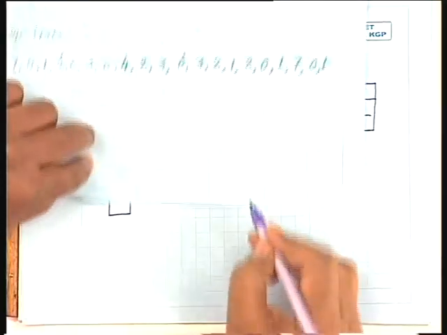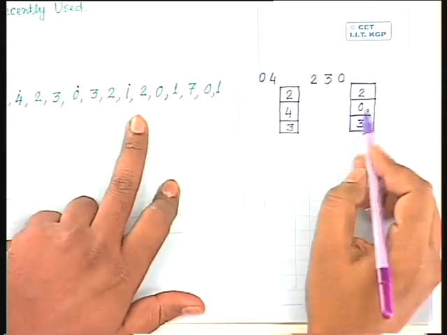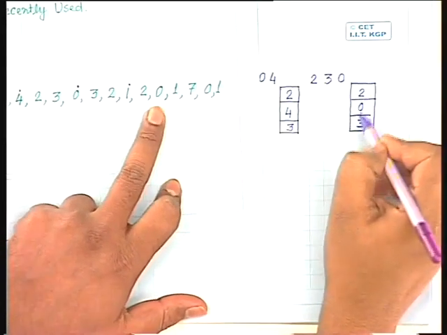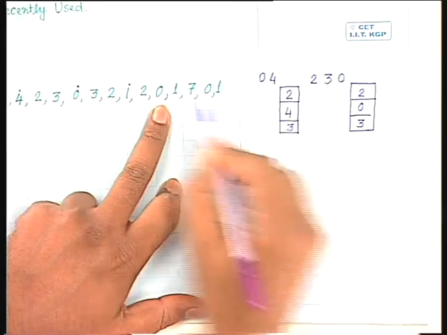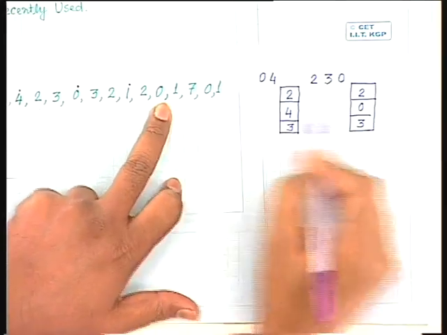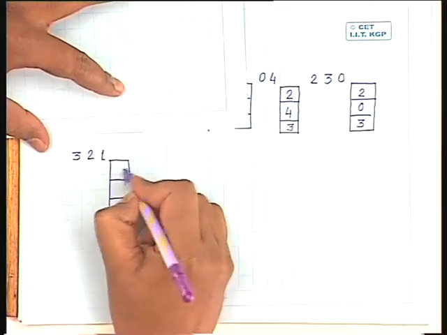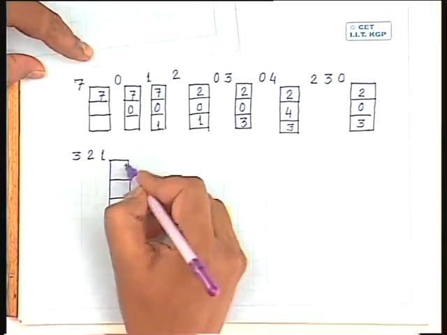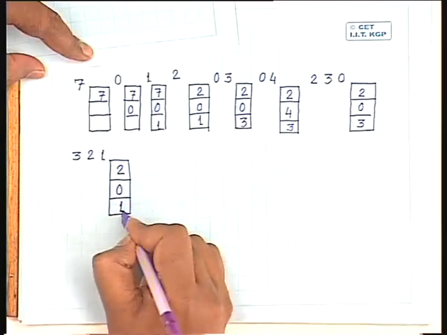Okay. So right now I am at this point. Out of this, you find the next page that will be referred is page number 2, then page number 0. 3 is the one which will not be referred for longest period. And in fact, here 3 will not be referred anymore. So I replace 3 by page number 1. Okay. So it becomes 2, 0, 1.